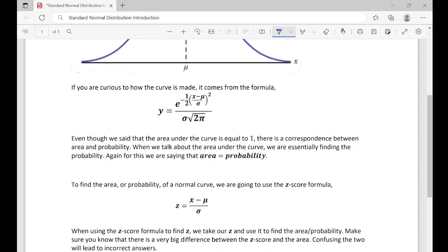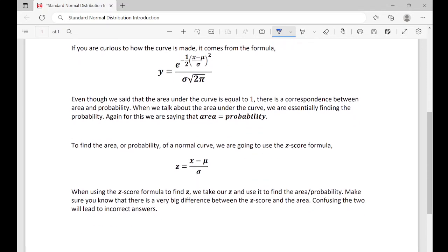So even though we are saying the area under the curve is equal to 1, we're actually saying there's a correspondence between area and probability. When we talk about the area under the curve, we are essentially saying finding the probability. So there's no confusion whatsoever: when we say area, we are saying probability, and when we say probability, we are saying area. They are synonymous. They are equal to each other. So don't confuse the two. They mean the same thing in this context.